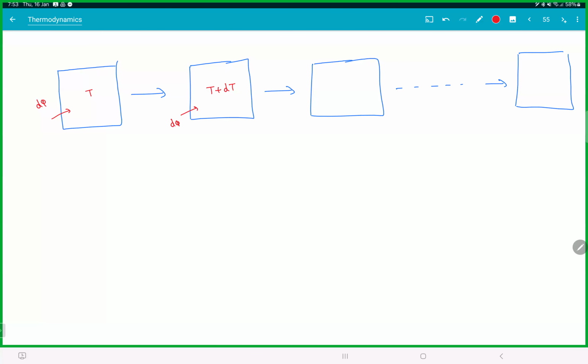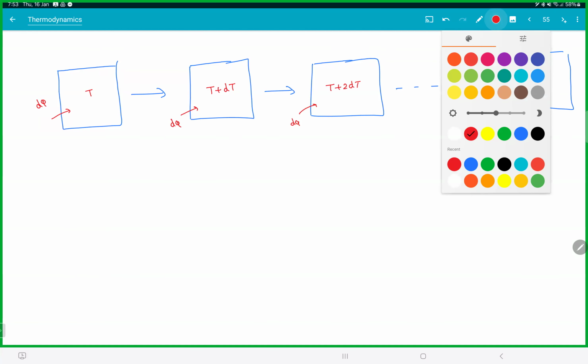Then you give again a small heat dq. Then this will be T plus 2dT. Again dq and so on. Finally, you'll get 2T. But the problem with this process is it will take infinite steps. Therefore, it will take infinite time. Therefore, these processes don't exist in reality. These things you can study, but they don't exist. Reversible processes you can study, but we can't study irreversible things.